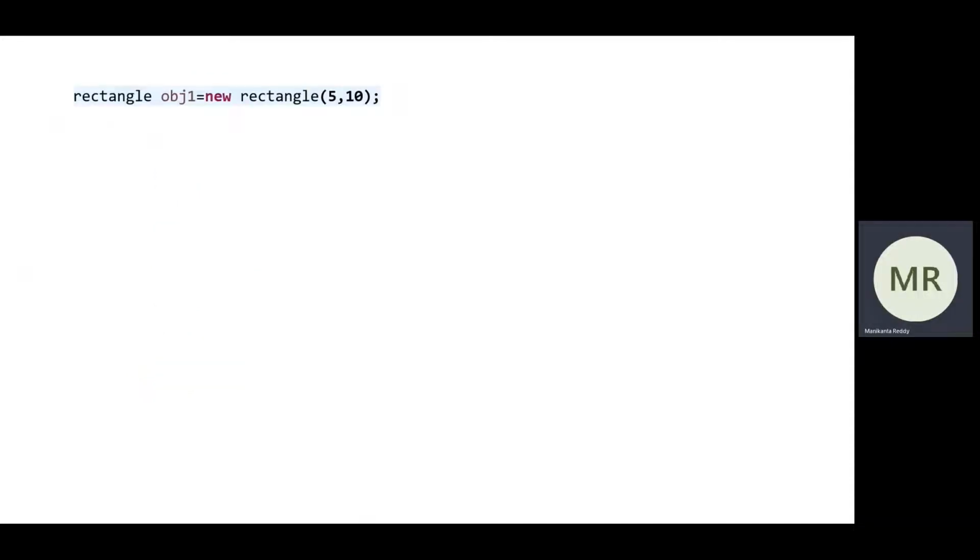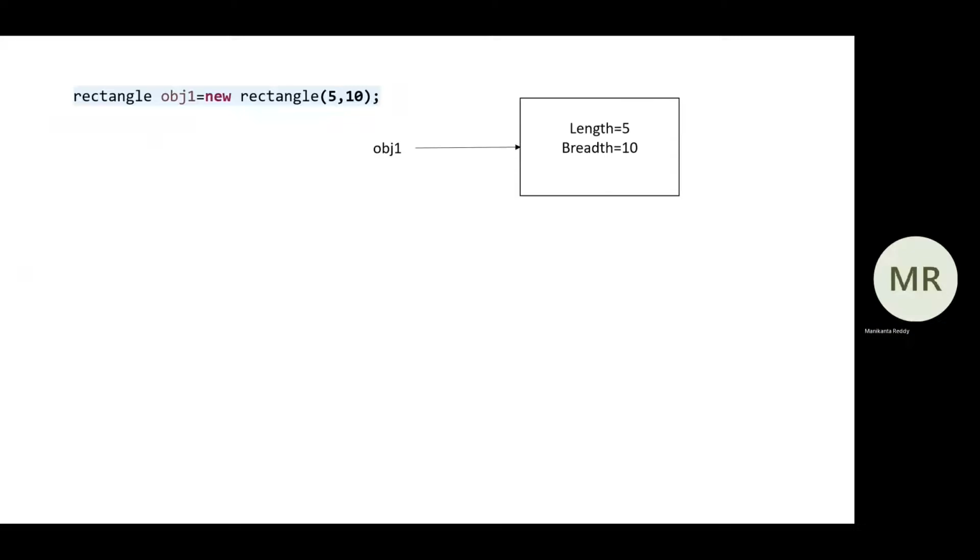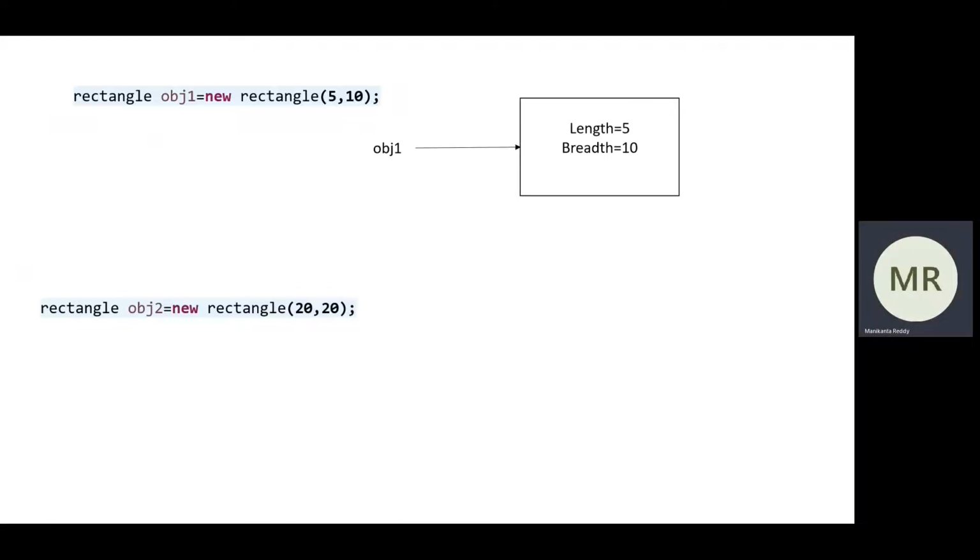Here you can see I'm initiating object 1 by using new Rectangle. Consider I have a class Rectangle which has two variables in the constructor, that is length and breadth. I'm passing two values, 5 and 10, so 5 is the length and 10 is the breadth. Once we create the object, it points to the memory location where the length and breadth are stored. Let me create a separate object 2, again using the new keyword, new Rectangle.